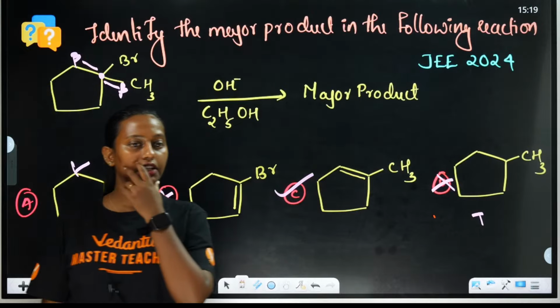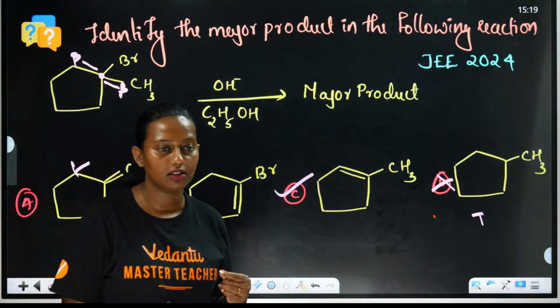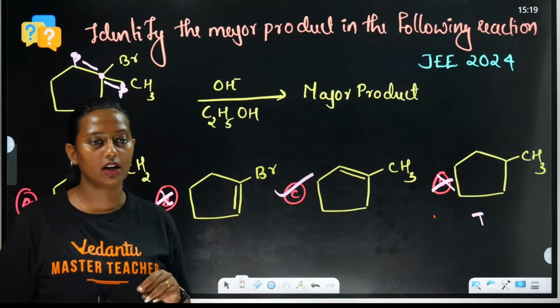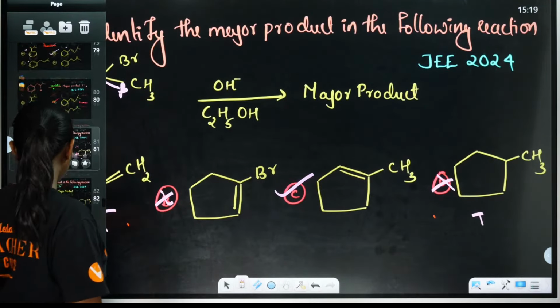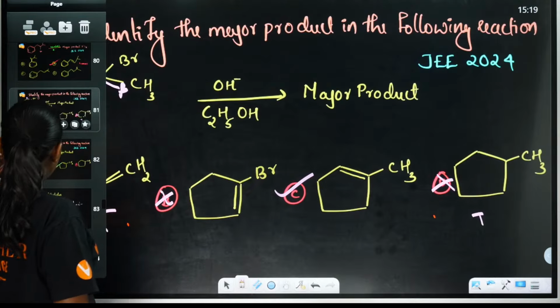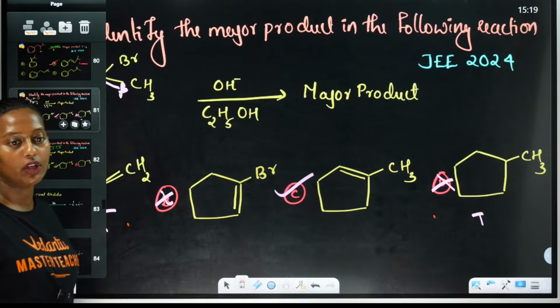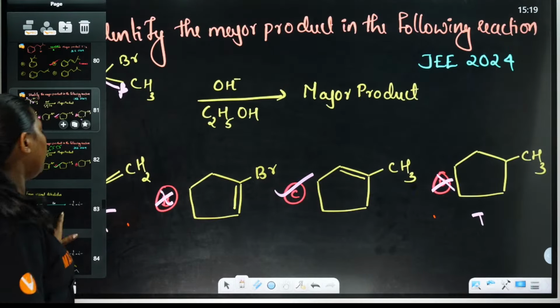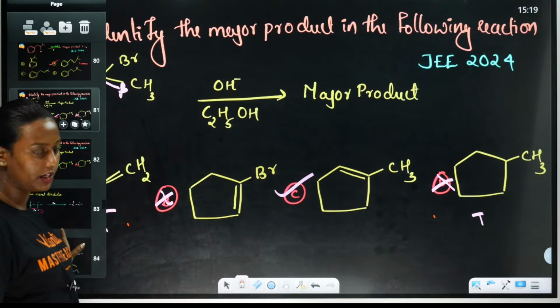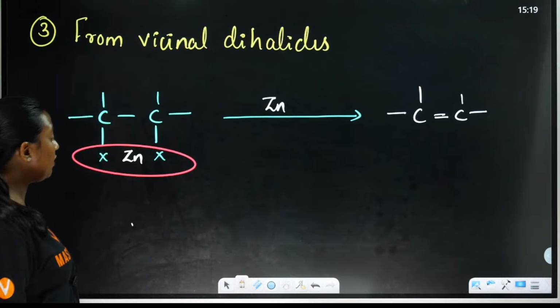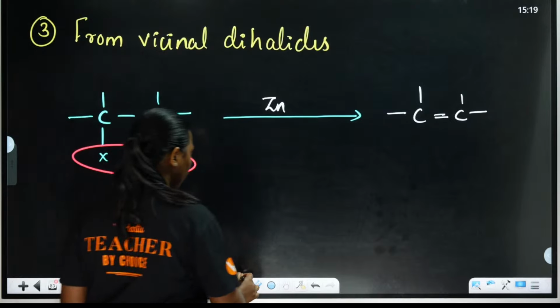Does anyone give the correct answer? C is the correct answer. Clear? ஏதாச்சும் doubt இருக்கா? C தான் correct answer வரும். Then we can move to next preparation method. Guys, are you ready? My side. Okay, Pramika. So then we are moving to next preparation method.